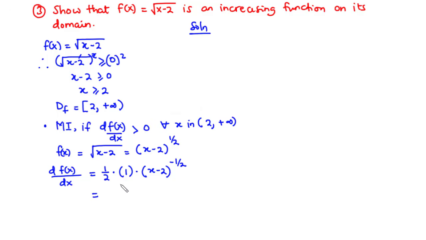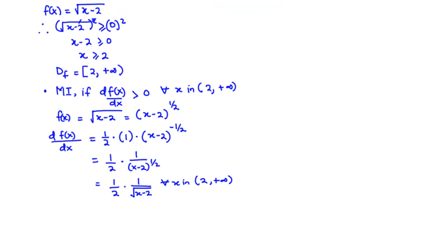Now let's simplify this. So we have 1 over 2 times, this becomes 1 over x minus 2 exponent 1 over 2, and then finally we have 1 over 2 times 1 over the square root of x minus 2, and that is for all x in the interval 2 plus infinity, that is the open interval.